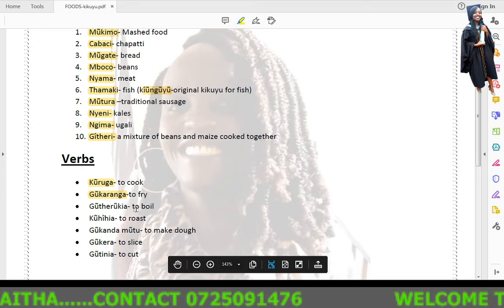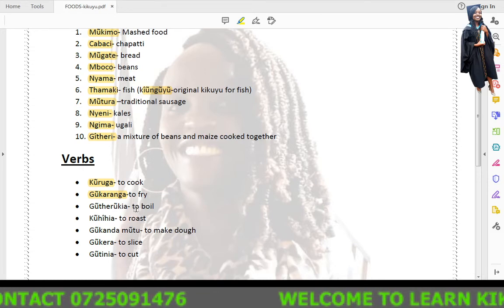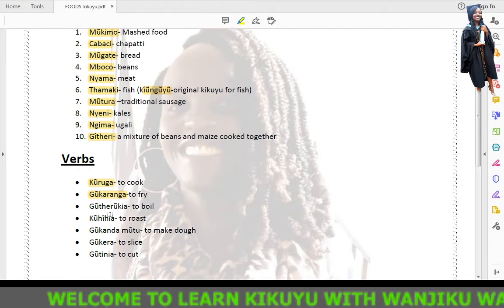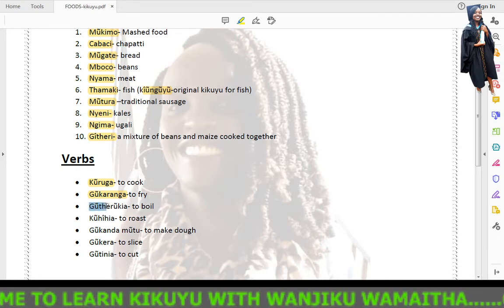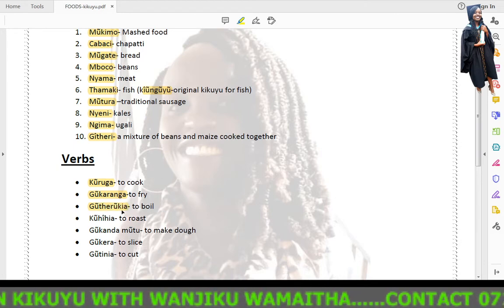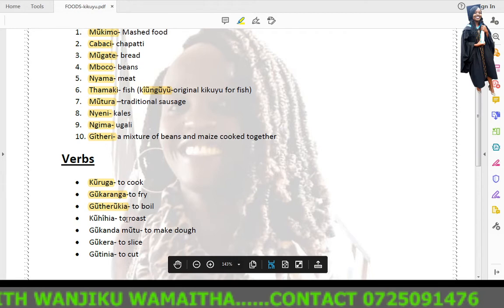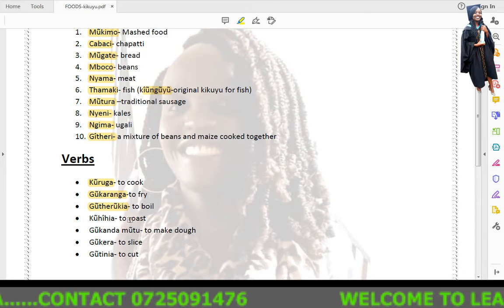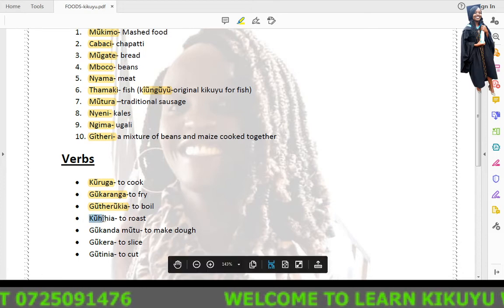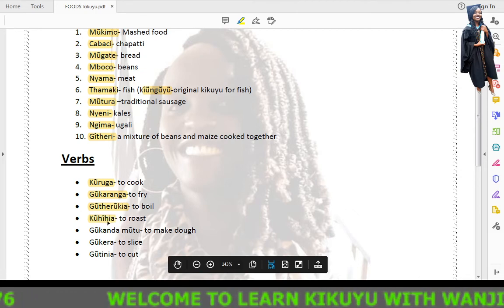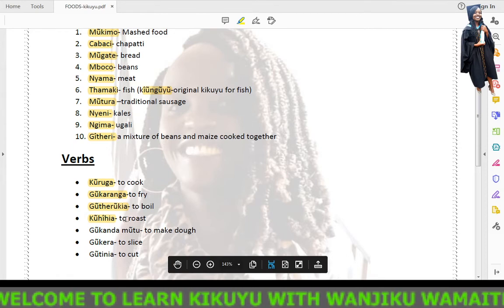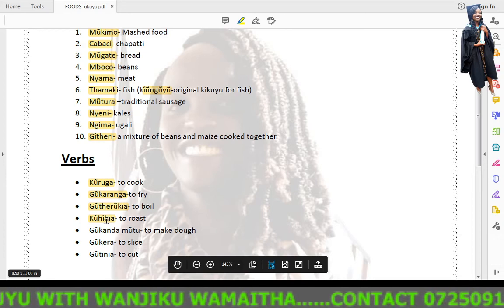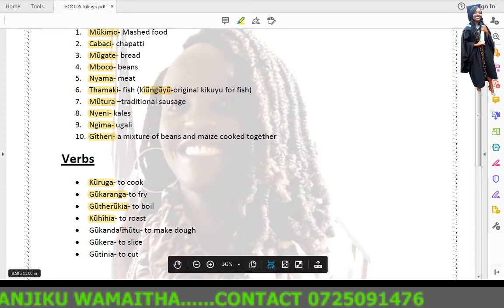Then if the method I want to use is boiling, in Kikuyu I will say gutherukia, meaning to boil the food. If I want to roast my food, for example, I want to roast something like another root that is doma, I will say hehia doma. Direda kohehia doma. I want to roast my arrow root.